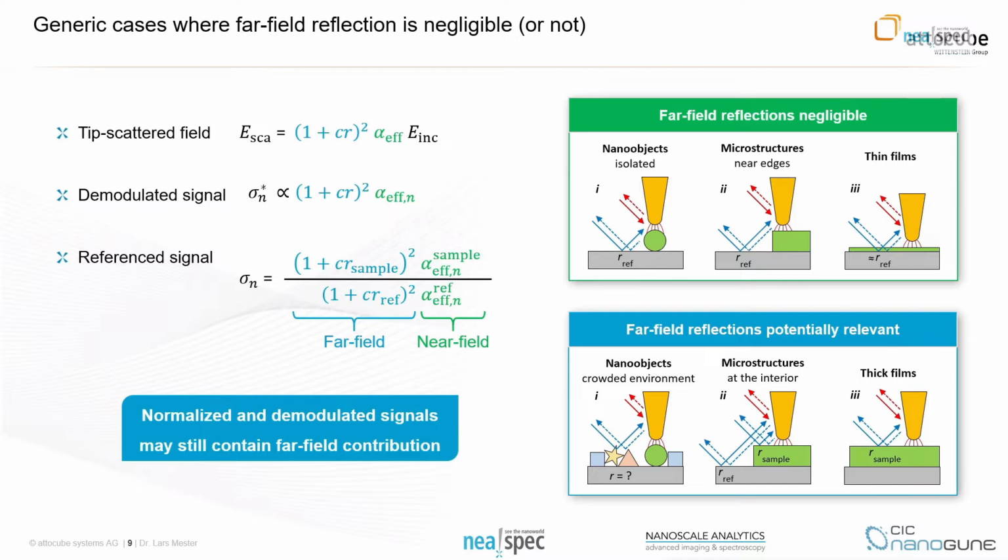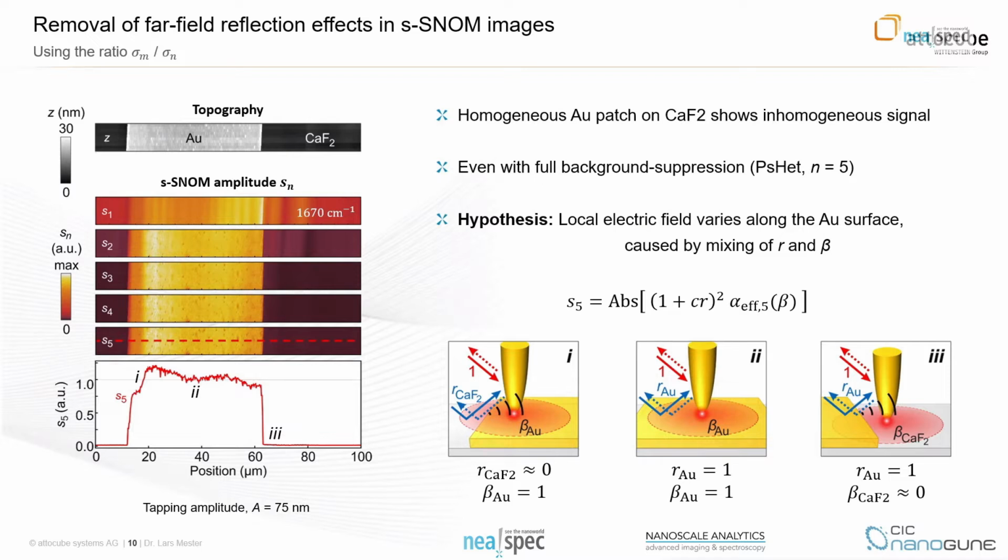But in many cases, especially more applied samples, maybe you have a nano object in a crowded environment, and you don't even know what the far-field reflection coefficient is. You have no way to really measure or calculate this. The same is true if you're on the inside of a microstructure. You have some part coming from the film that's reflected to the tip, some part from the substrate. So it's getting very complicated. But don't worry about it, we can make it more simple.